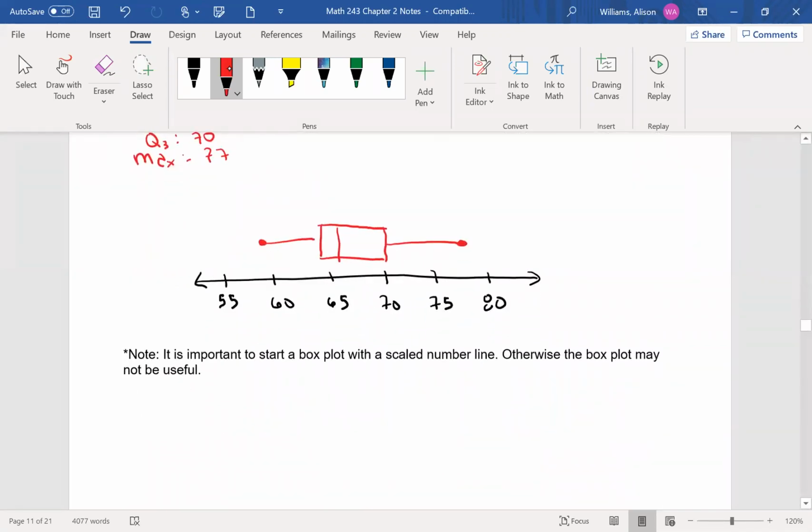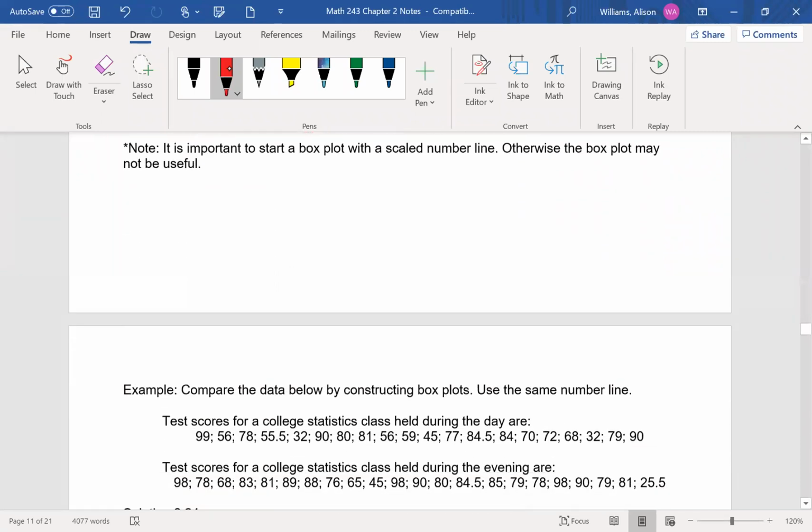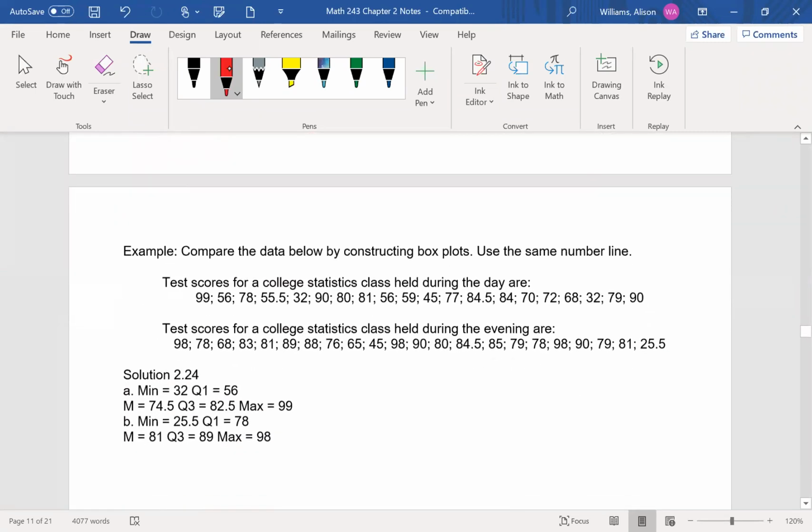All right. The note is talking about making sure you use a scaled number line. That's important to make certain that you can see the skew of the graph. It's also really useful to use a scaled number line when you're graphing two pieces of data and comparing them, like we're going to do in this next example.